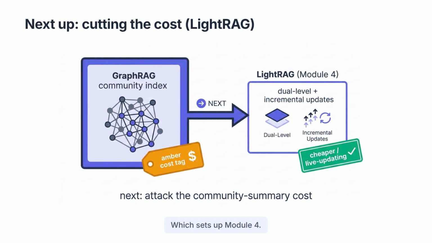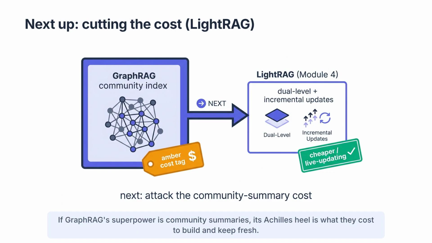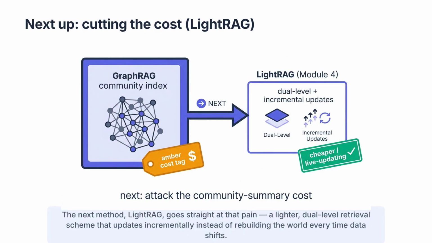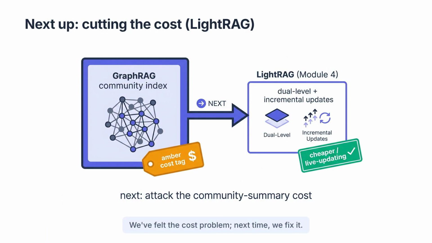Which sets up Module 4. If GraphRAG's superpower is community summaries, its Achilles heel is what they cost to build and keep fresh. The next method, LightRAG, goes straight at that pain. A lighter, dual-level retrieval scheme that updates incrementally instead of rebuilding the world every time data shifts. We've felt the cost problem, next time we fix it. See you in Module 4.